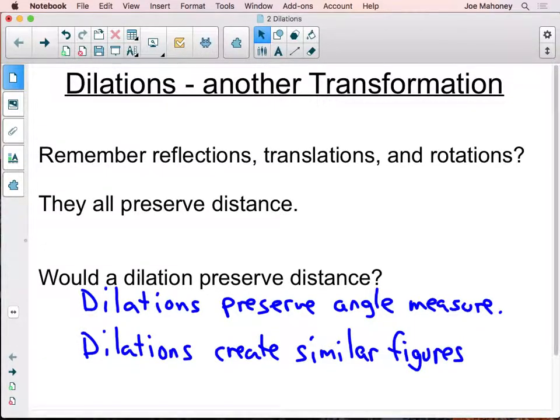You learned that reflections, rotations, and translations created congruent figures. Dilations create similar figures because dilations preserve angle measure, and similar triangles have congruent angles. So that looks pretty good. So let's practice some dilations.